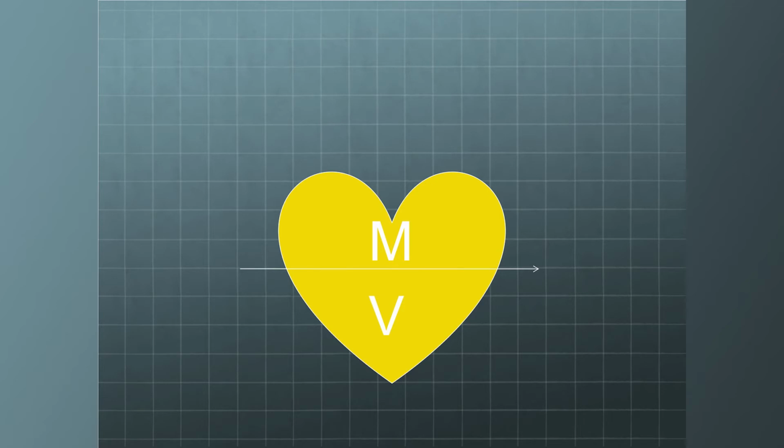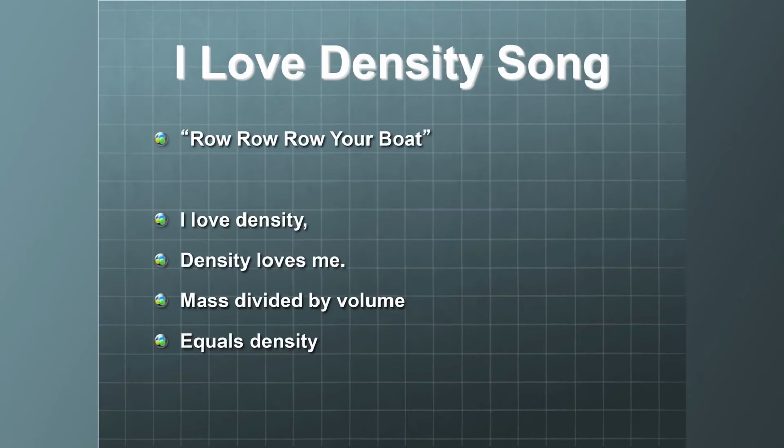We learned a heart trick to help you remember that. If you take a heart and do a line through the middle, it looks like there's an M on top and a V on bottom. M for mass, V for volume. We also taught you a song. Yes, I know, a song. It goes to the tune of Row, Row, Row Your Boat. And here's the song. Sing along with me.